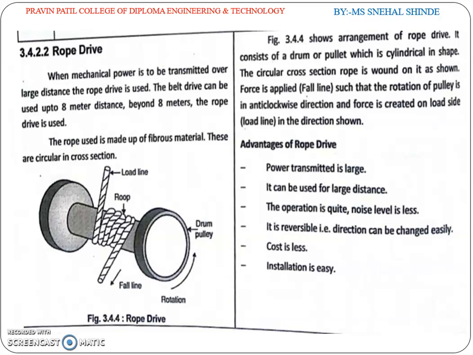Advantages of the rope drive. Power transmitted is large. It can be used for large distances. The operation is quiet. Noise level is less. It is reversible, that is, direction can be changed easily. Cost is less. Installation is easy.